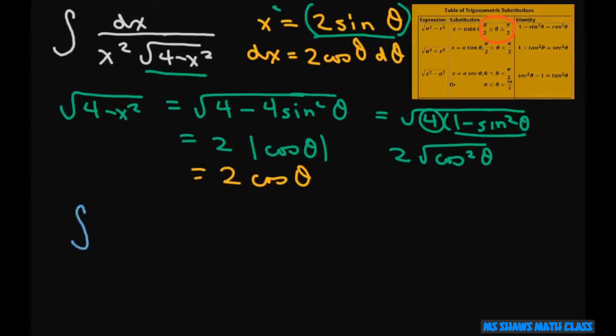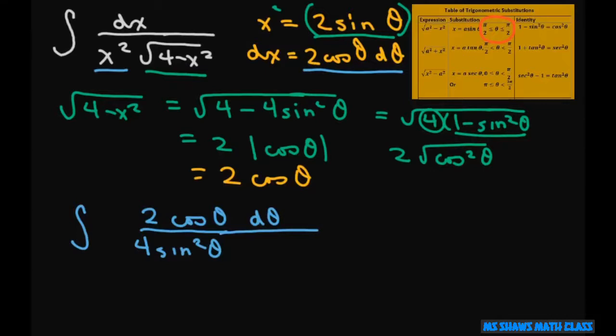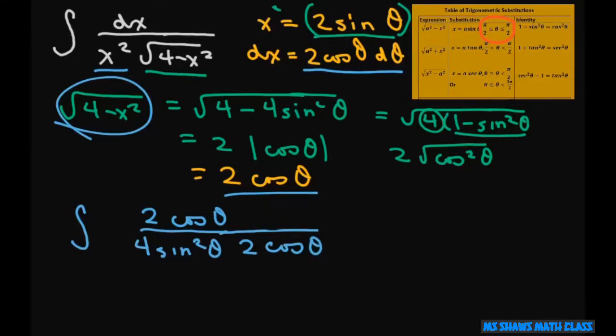So thus we have dx equals this. Let's just write that down. That's just going to be 2 cosine theta, and I'll put the d theta here for now. And then my x squared is just going to be 4 sine squared theta. And then the square root of 4 minus x squared, this part we already did, and that is just 2 cosine of theta. And I prefer to put this d theta out to the side here.